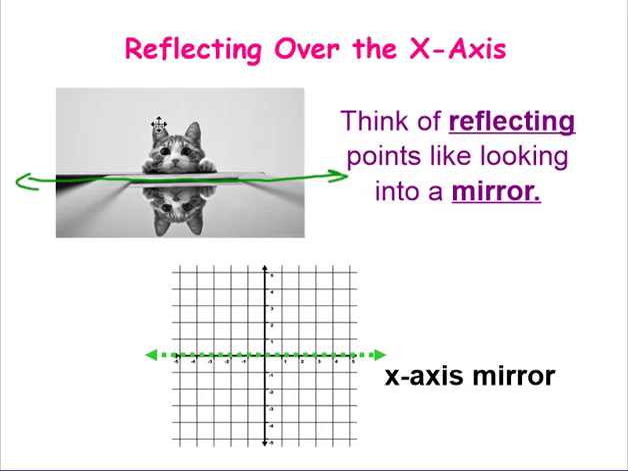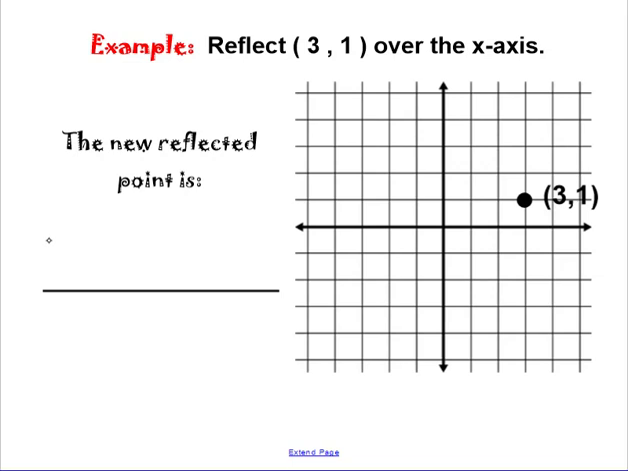Now, the kitty is up here, here's the x-axis, and his image is being reflected over the x-axis. And that's what we're going to do, except we are not going to be reflecting cats and little kitties and kittens, although I wish we were because they're really cute, but we're going to be reflecting points over the x-axis and over the y-axis. So let's first work with the x-axis since that's what we just talked about.